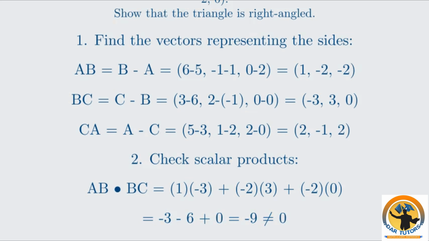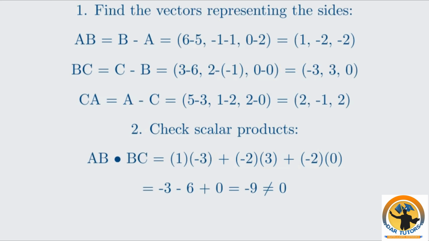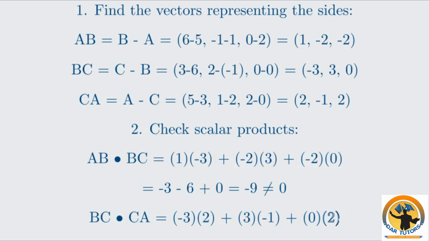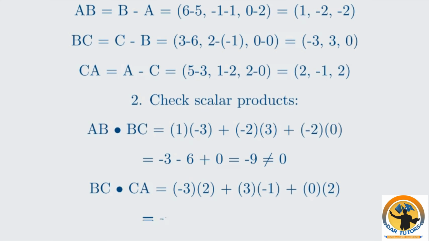Next, let's check BC.CA. This is -3 times 2, plus 3 times -1, plus 0 times 2. This gives -6 - 3, which is -9. Again, not 0, so BC and CA are not perpendicular.